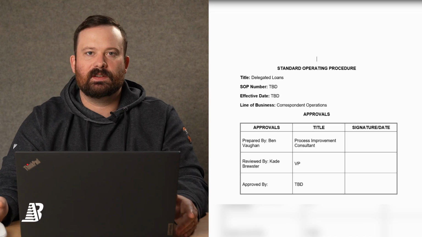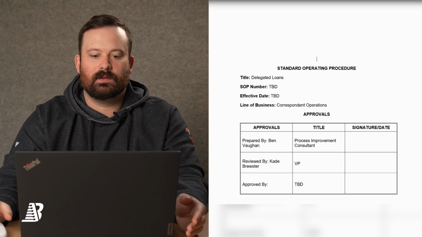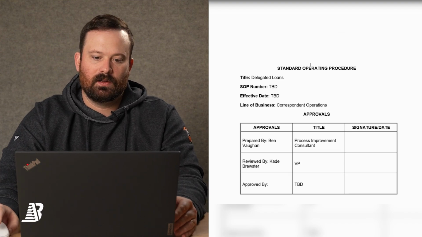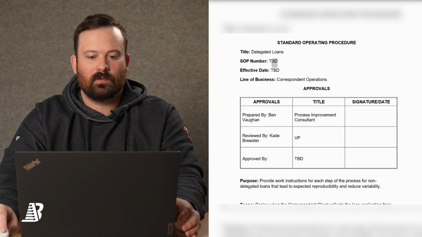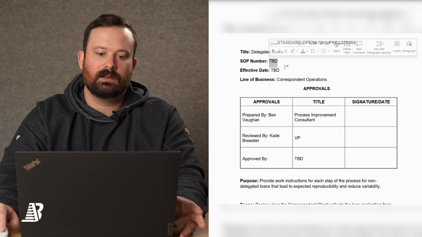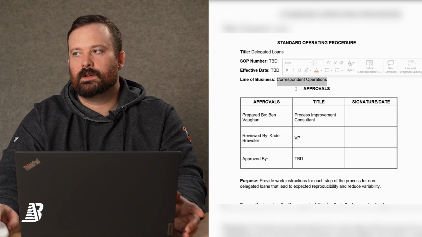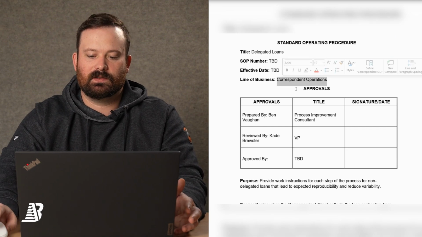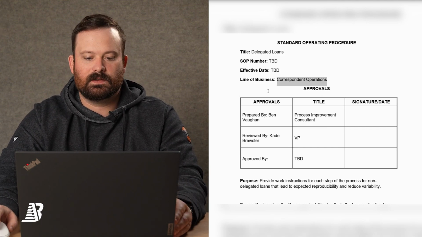There are dozens of templates out there that you can use. The template doesn't matter all that much, but what the content is does, right? So you want the title. So what process does this cover? The SOP number. You want to have good version control and tracking. The effective date. The line of business, the department is very important to understand what functional area this SOP is for, because you're going to have like a document repository where you want to store all of this information.